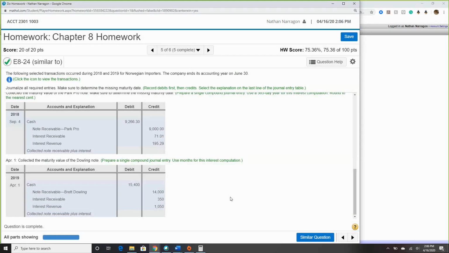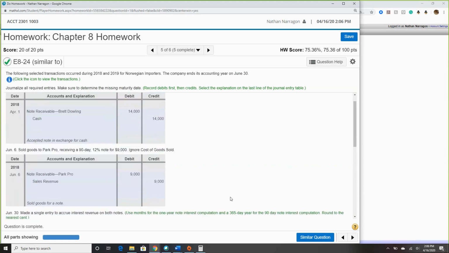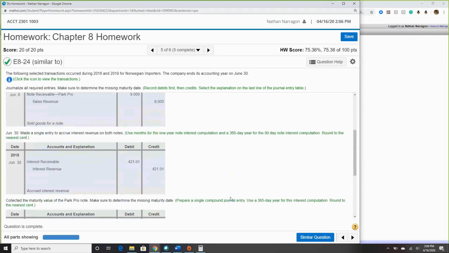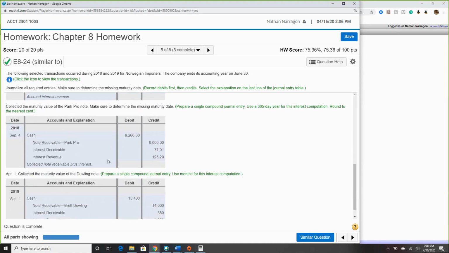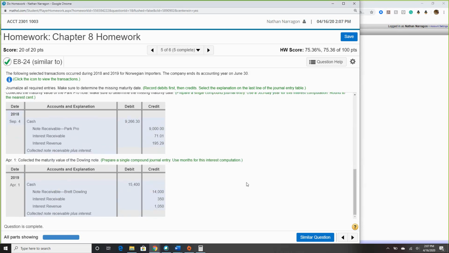So question 5, really the only difference between question 4 and question 5 was that you had 2 notes to deal with, a combined interest, and then days for your second note, as it was 90 days, while the other one was in months. Any questions regarding question 5?